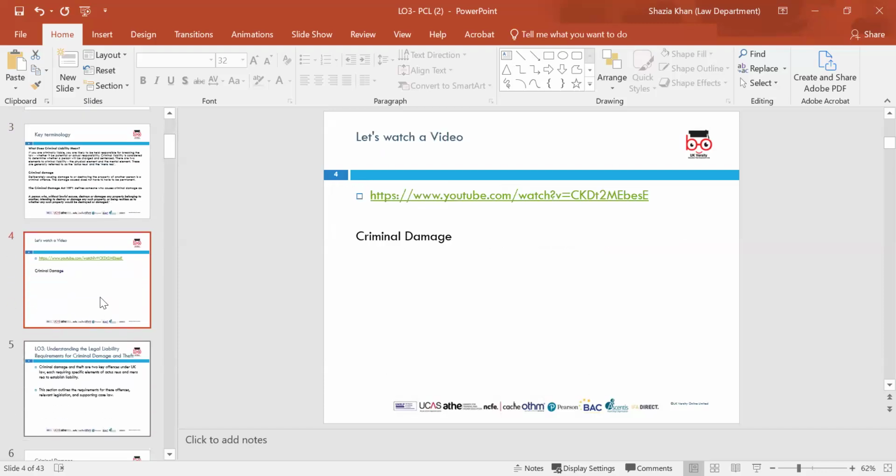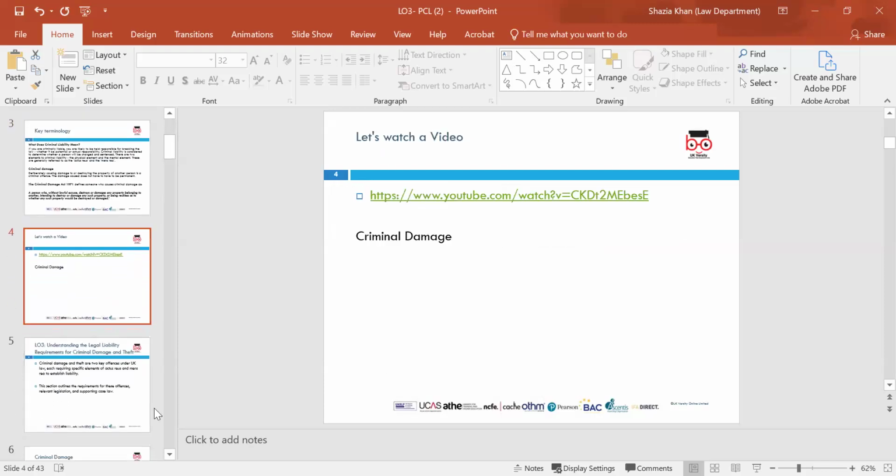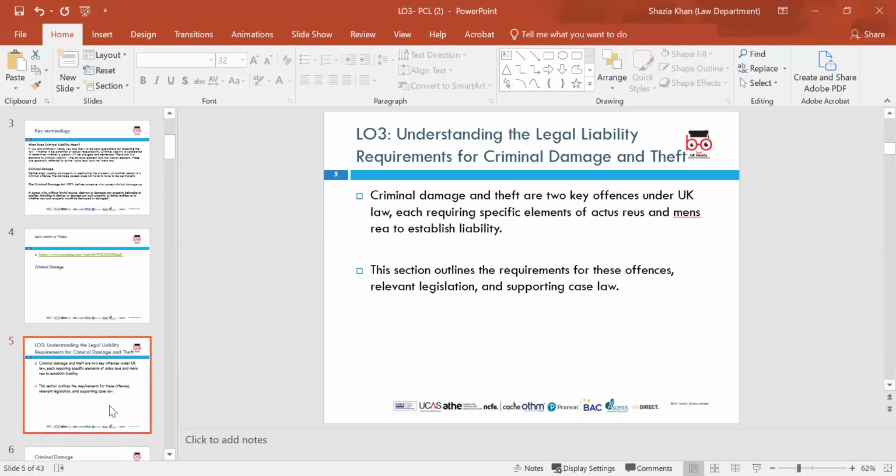So the next slide, we're looking at a video on criminal damage and the different types of criminal damage and how it applies in regards to mens rea and actus reus. So criminal damage and theft are two offences under UK law. And as we mentioned, criminal liability for criminal damage and theft requires both the intent to commit the crime and the actual act of committing the crime. So it has to have both the actus reus and the mens rea as well.